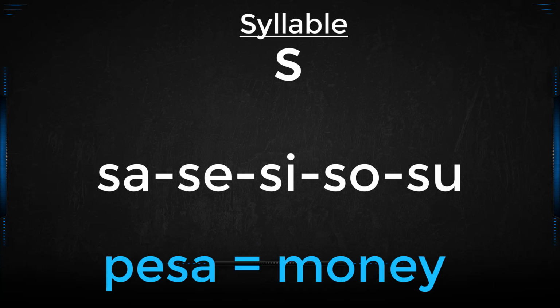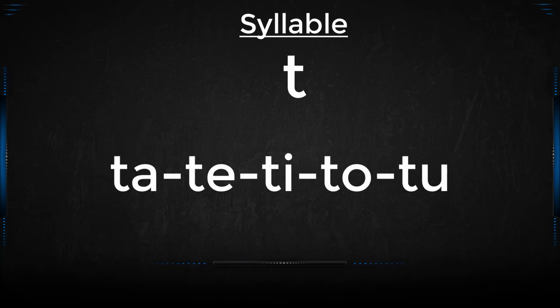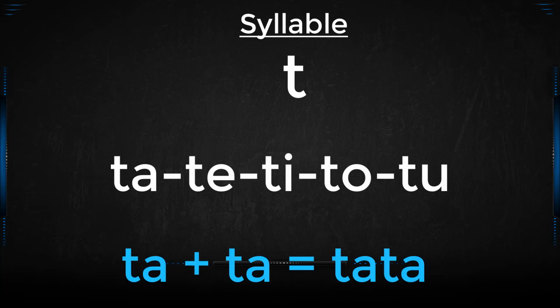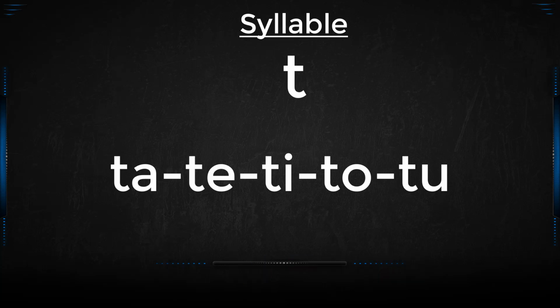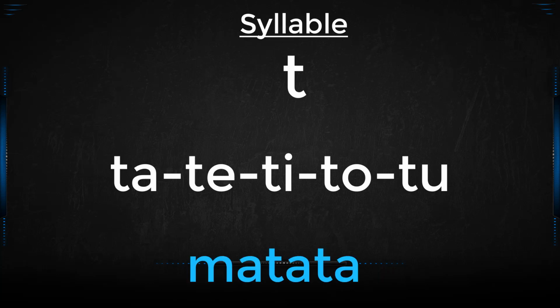Pesa means money. And next on the list is T. For T we have ta, te, ti, to, tu. An example is taking ta plus ta, which forms the word tata. Tata is more like fighting or a hard situation. A good example of a word formed from it is matata. Matata is formed from ma, then you have ta, then you have ta, so that becomes matata.